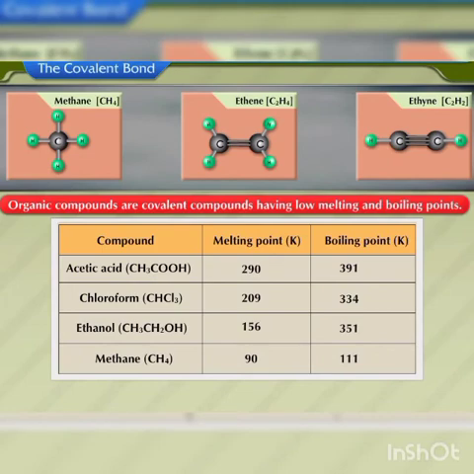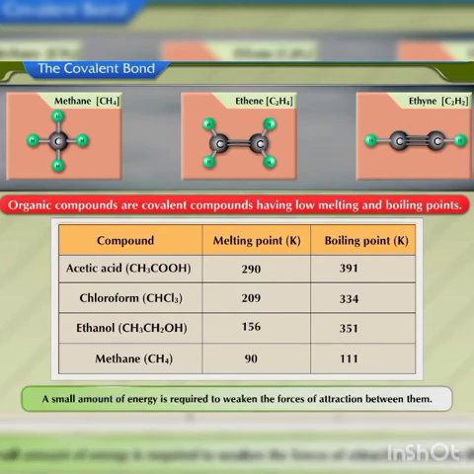Organic compounds are covalent compounds having low melting and boiling points. This is because the bonds between 2 or more molecules of a covalent compound are weak. Hence, a small amount of energy is required to weaken the forces of attraction between them.